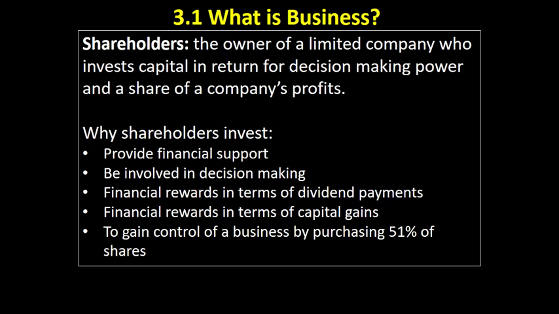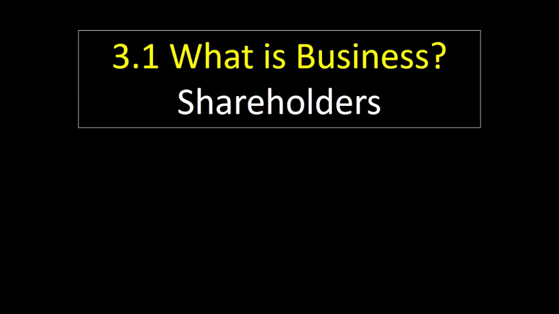Shareholders also gain rewards in terms of capital gains. So a capital gain occurs when the share price increases. You buy 20 shares at 100 pence a share, a pound a share. Those share prices might increase by 50% to 150 pence per share, and you will have made a capital gain. So if you were to sell the shares, you would be ahead of where you were. Finally, shareholders might want to gain control of a business by purchasing 51% of those shares. Okay, so that's a quick look at shareholders.